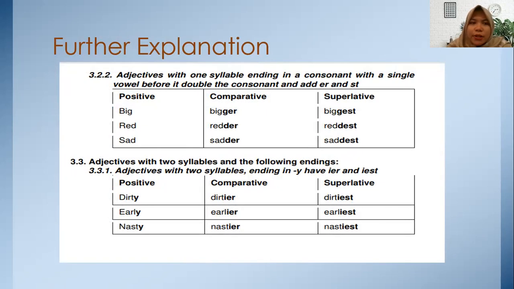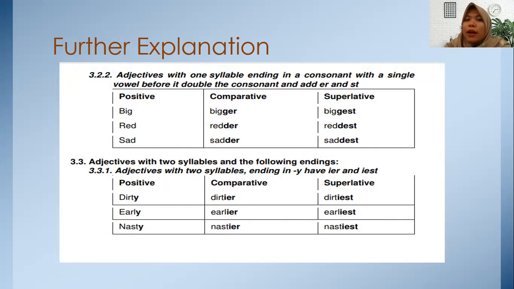More explanation about the syllable ending. If you find a consonant with a single vowel before it, you can double the consonant and add "er" and "est." For example, big, bigger, biggest. Red, redder, reddest. Sad, sadder, saddest.